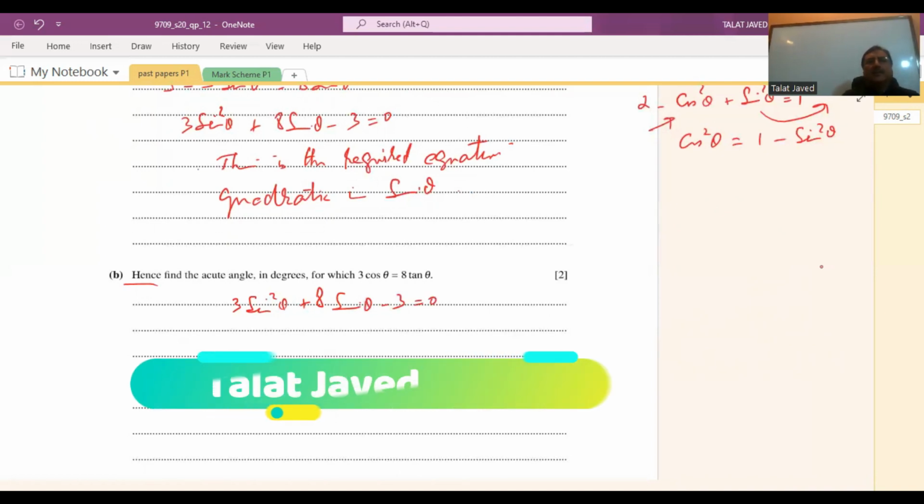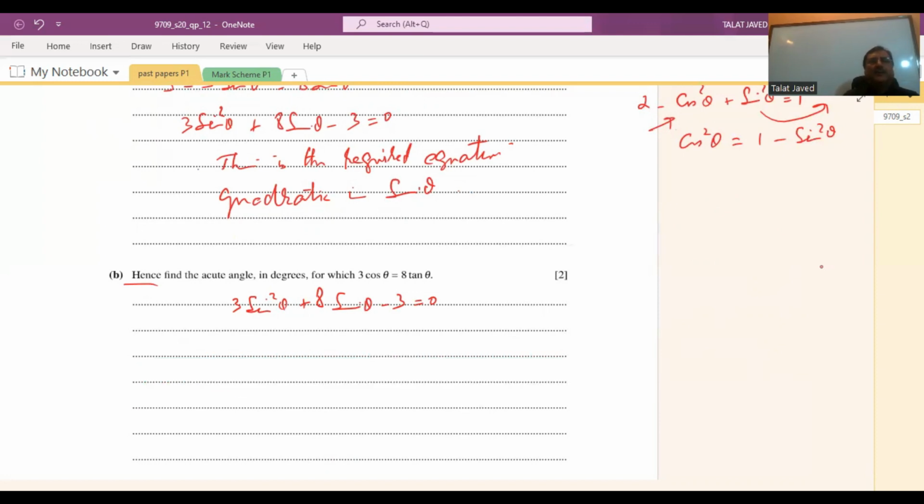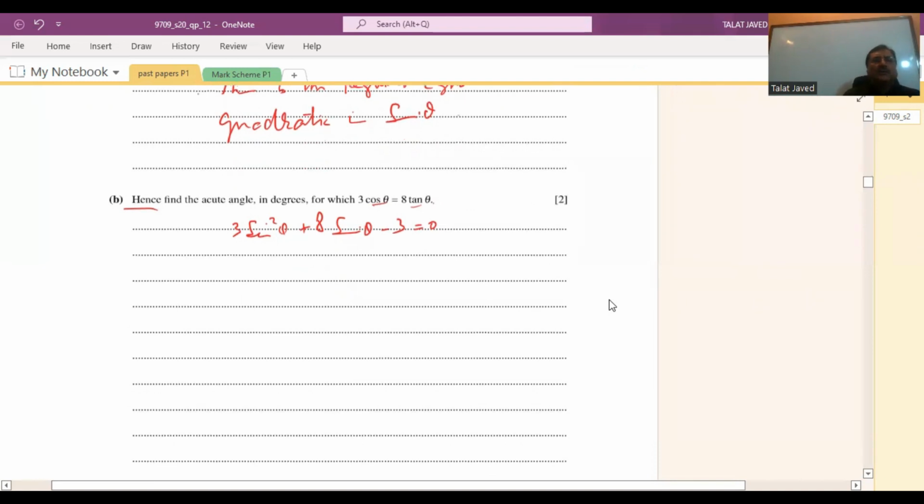We can solve a trigonometric equation when it has only one trigonometric function. Here we can see cos theta and tan theta, but we have converted this into a quadratic in sin theta in part A, so we will choose that. So 3 cos theta equal to 8 tan theta, we can replace with 3 sin squared theta plus 8 sin theta minus 3 equal to 0. Now this is the quadratic equation. So from your calculator you can find sin theta, which should be equal to 1 by 3.